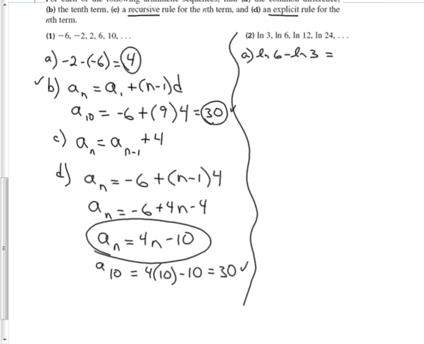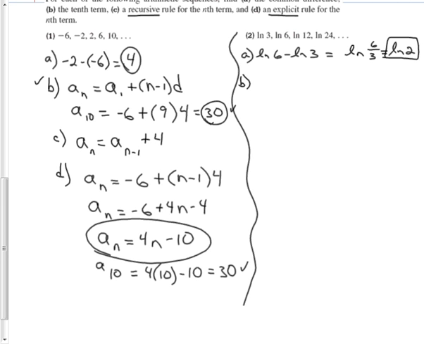Well, what do we do when I subtract logarithms? We don't go to a calculator. Divide. I can put it together. It means division. The natural logarithm of 6 divided by 3. Well, what's 6 divided by 3? 2. Natural logarithm of 2. That's the common difference on this one.